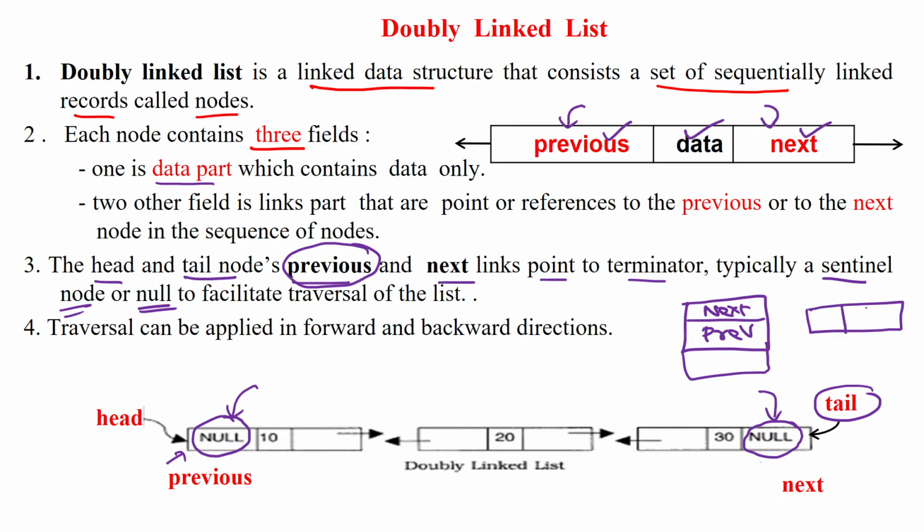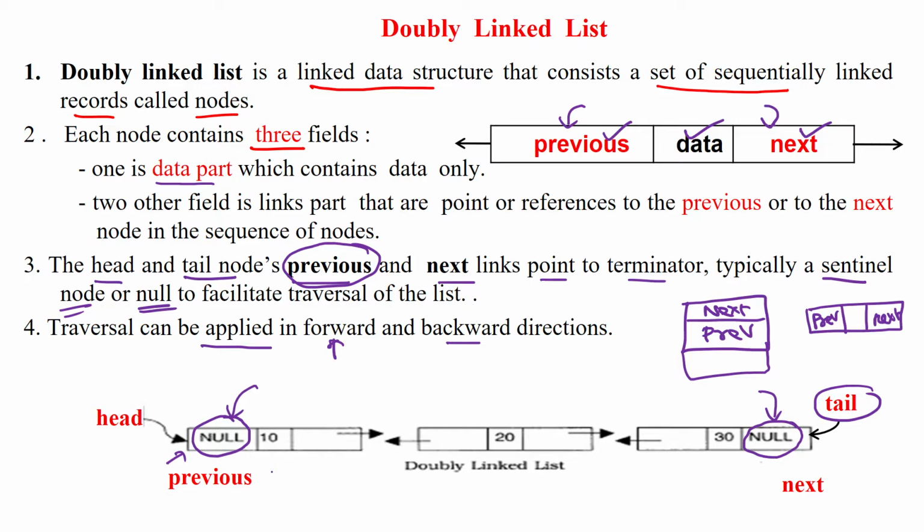Here three fields will be there. The data portion, where nothing will be available in the sentinel, then previous, and the last field is next. So we can say it in both ways. The traversal can be applied in both directions, that is forward and backward directions.